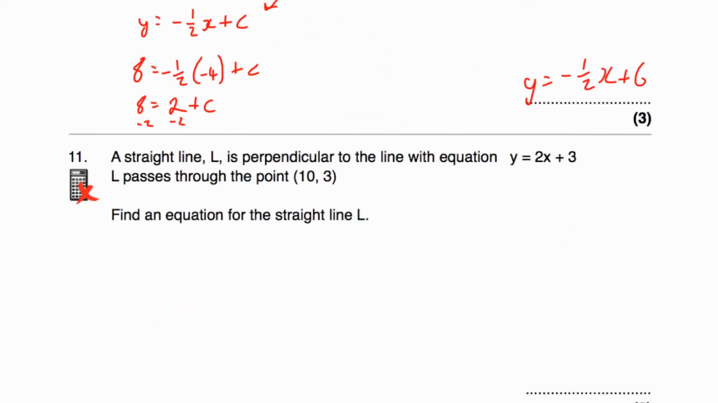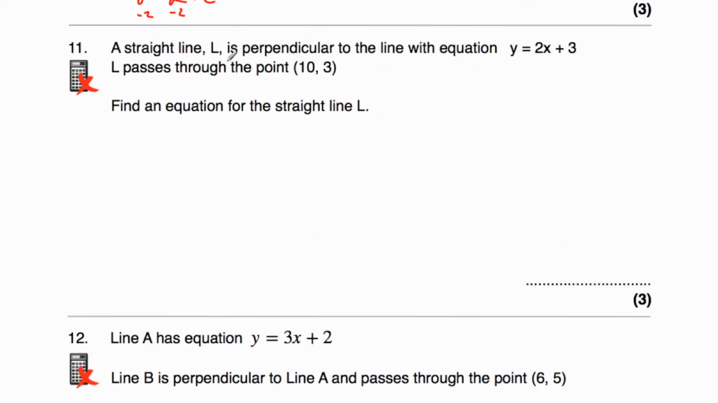Okay, let's have a look at question number 11. So question number 11. A straight line L is perpendicular to the line y equals 2x plus 3 and passes through the point 10, 3. Find the equation of the straight line L. We know the straight line L will have an equation in the form y equals mx plus c. Let's find its gradient and let's find its y-intercept.